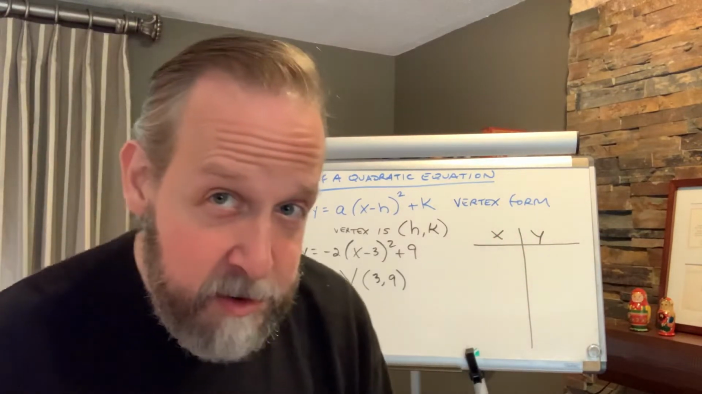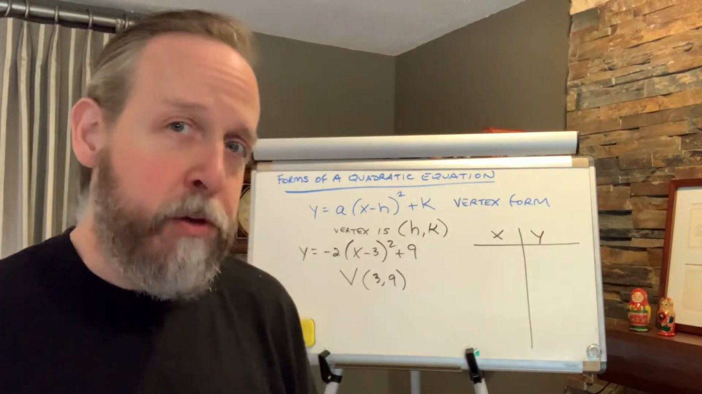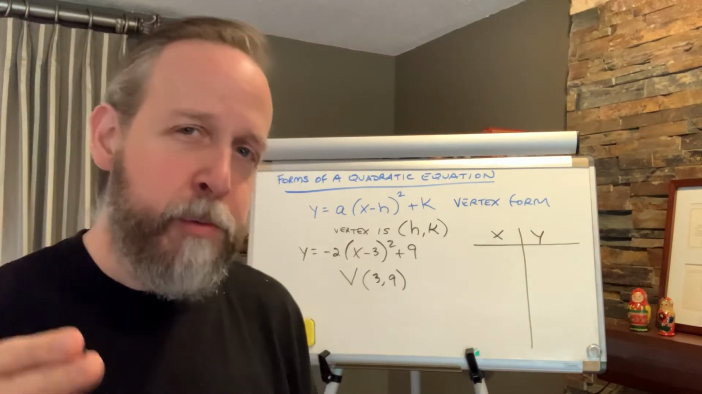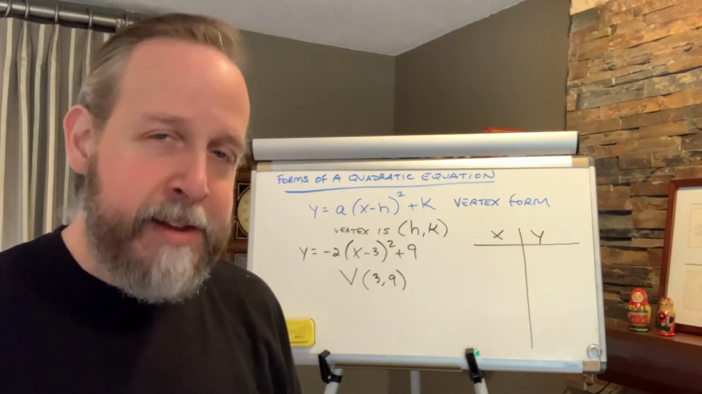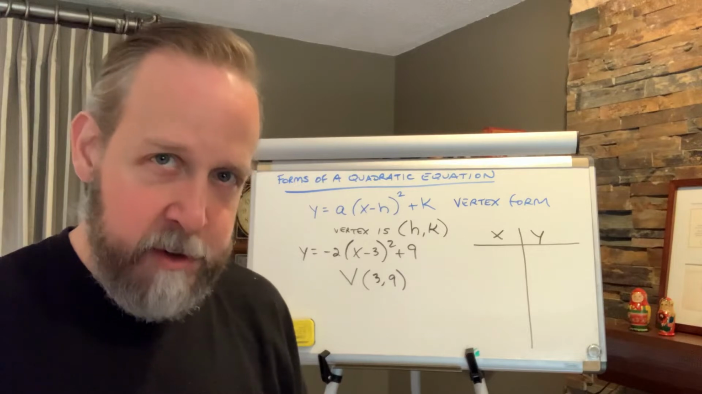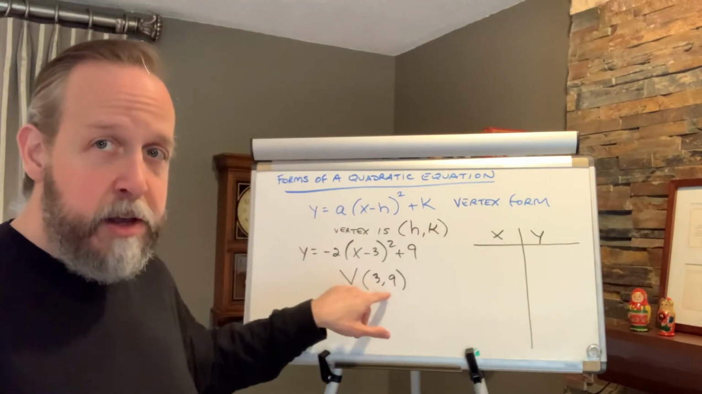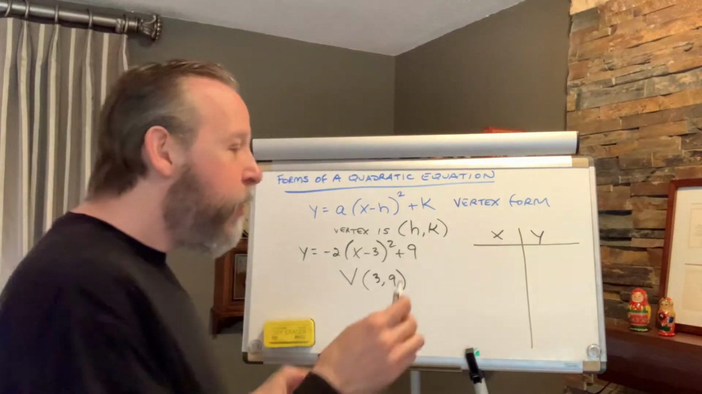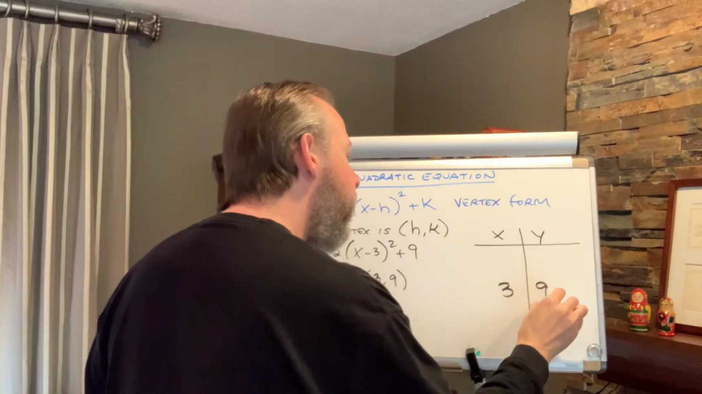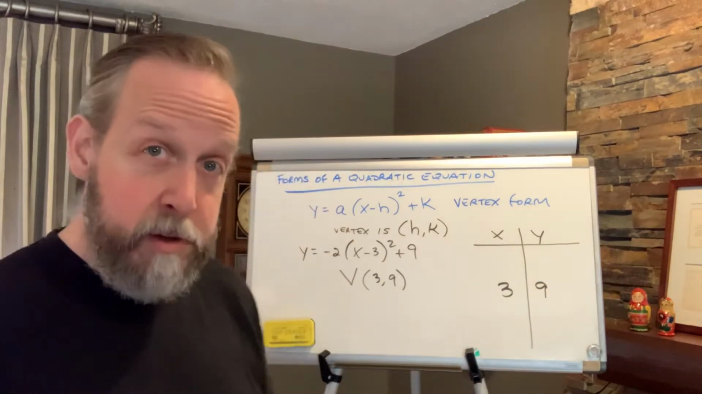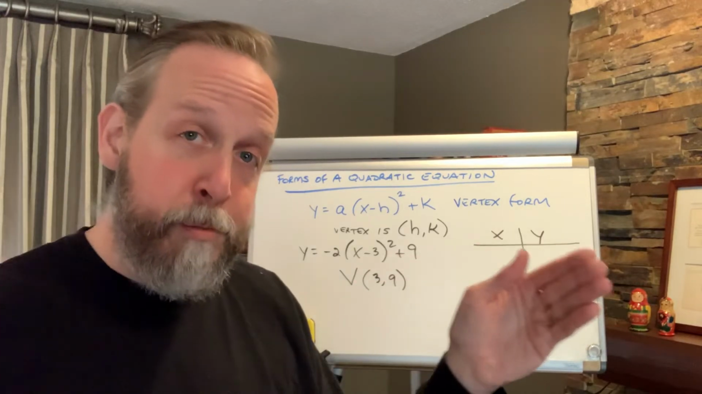I am not going to use the 5 inputs we've been using. I'm not going to do -2, -1, 0, 1, 2. I'm not, because it needs to be centered on the vertex. The vertex is (3, 9). So the middle of my t-table is going to be (3, 9). The t-table is centered on the vertex, so then it becomes symmetric as you move out.